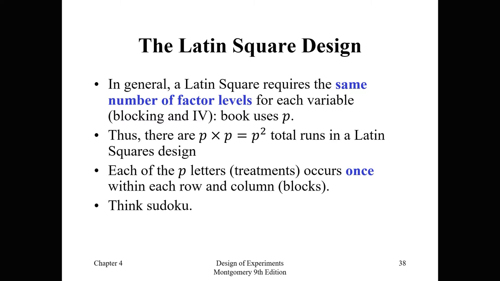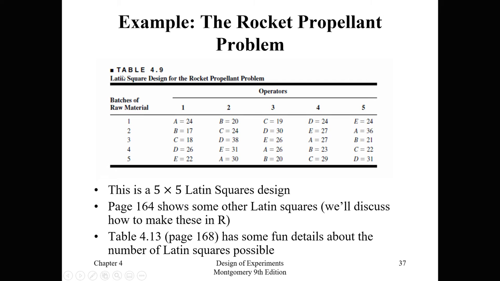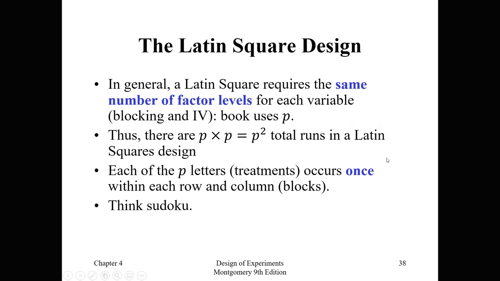So in general, looking at the Latin square design, we require the same number of factors for each of the variables. Now we said we're going to have the same number of rows and the same number of columns. What we're also saying here is that we also have the same number of levels in the variable that's being represented by A, B, C, D, E. There are 5 levels of that variable. So not only do we need the same rows and the same columns, but we need the same A, B, C, D, E's such that we can represent those different variables.